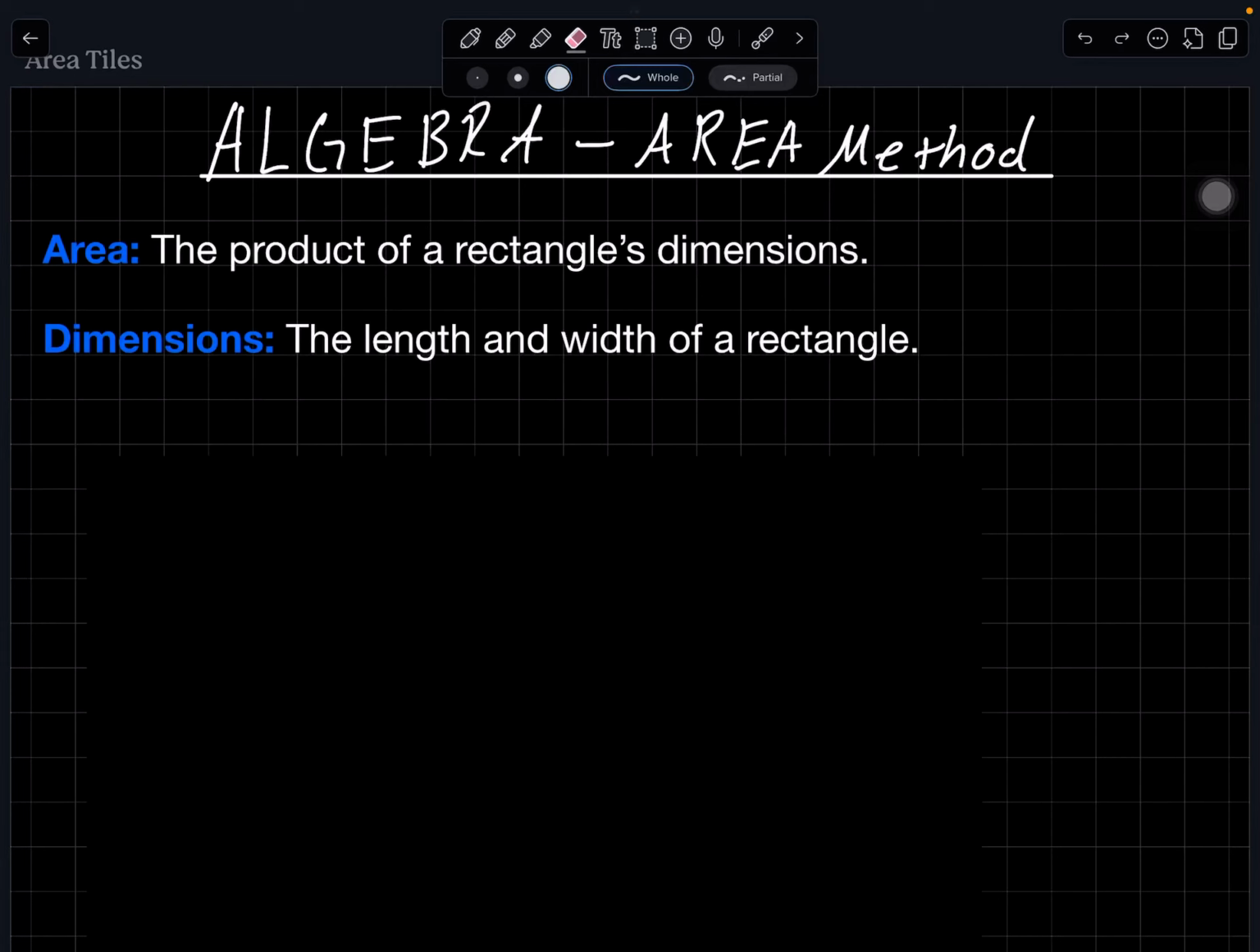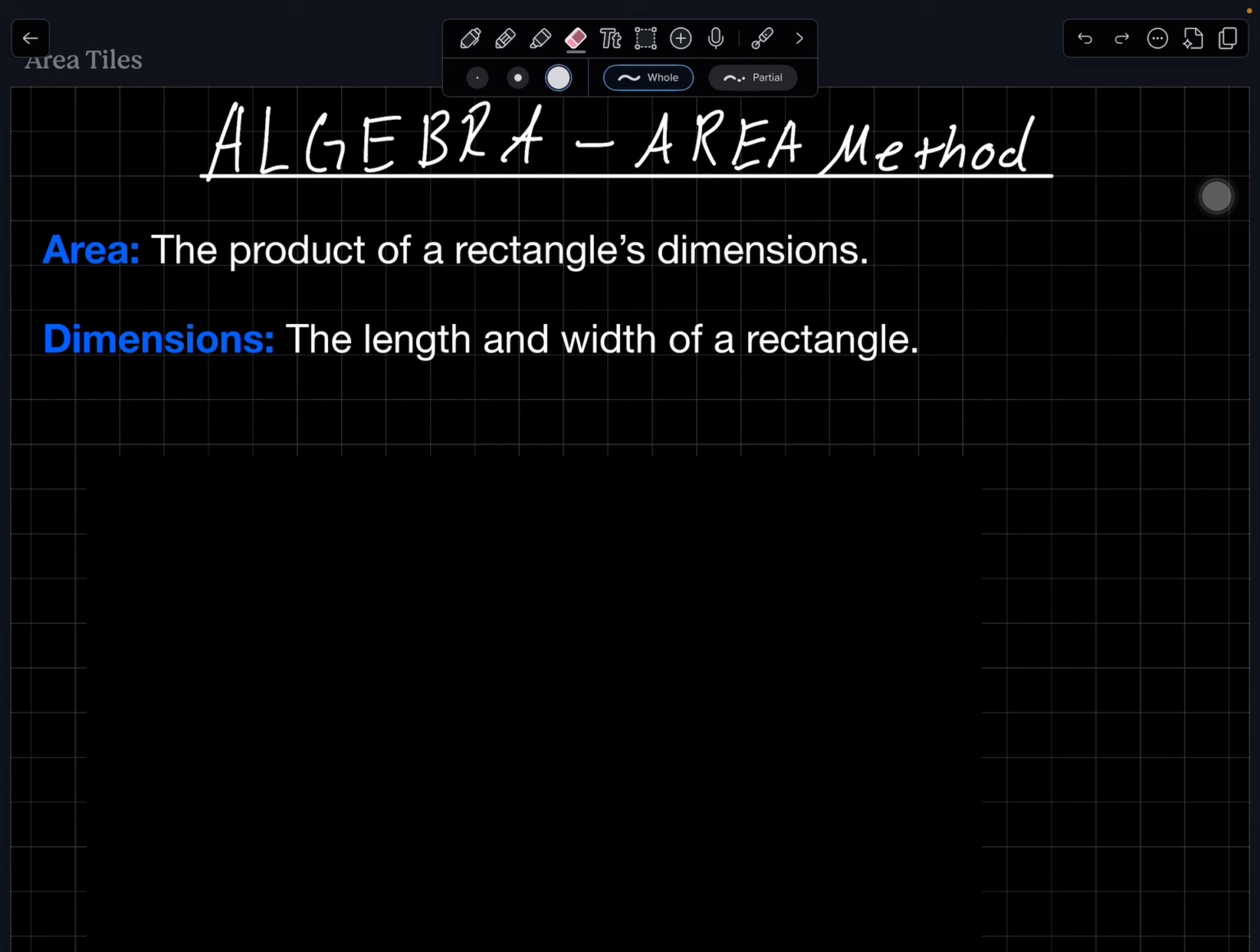Hello and welcome to an introduction to area tiles and how they will be useful to us in algebra. Area tiles are very good for us because they help with the visual representation of an algebraic expression and how it interacts with one another.